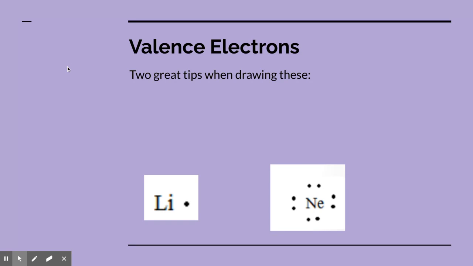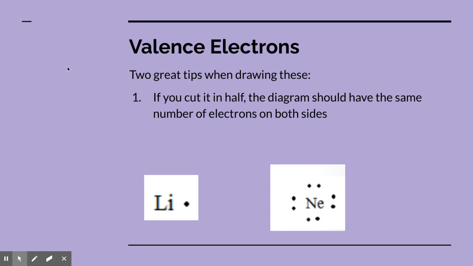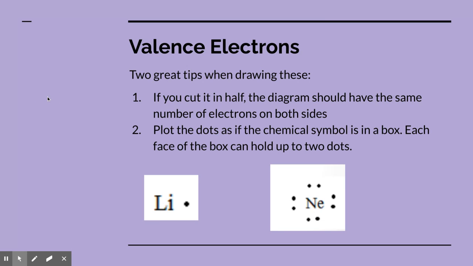So 2 great tips. If you were to cut them in half vertically or horizontally, it should look the same on both sides. They should mirror one another. Okay, so meaning you need to evenly distribute the dots all around the chemical symbol. And then also plot the dots as if the chemical symbol is in a box. Each face of the box can hold up to 2 dots.